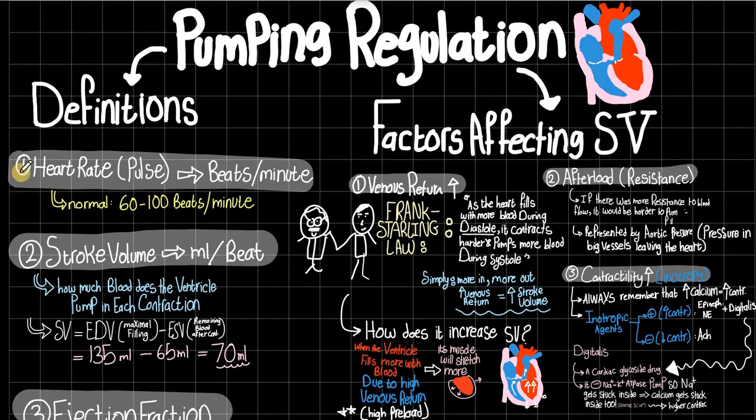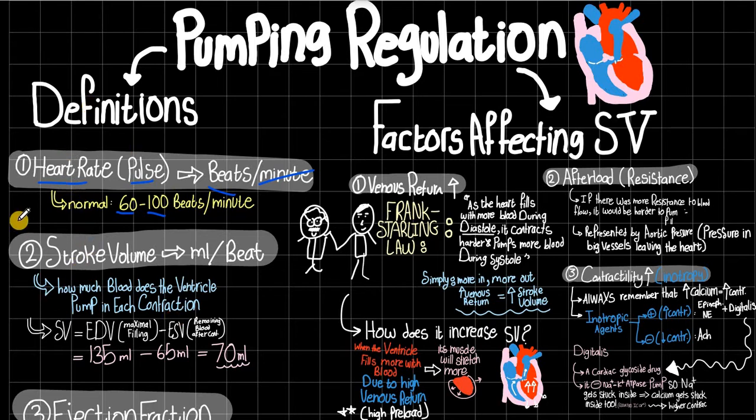The first definition is a very familiar one, and it is the heart rate, or what is known as the pulse. The heart rate or the pulse is the number of beats the heart beats in 1 minute, and a normal heart rate is between 60 to 100 beats in a minute. More than this range is known as tachycardia, and less than this range is known as bradycardia. And a very important thing to mention here is that sympathetic activity increases the heart rate and parasympathetic activity decreases the heart rate.